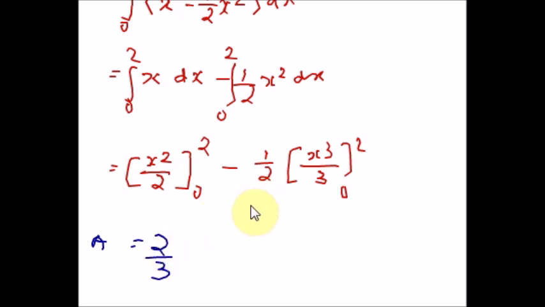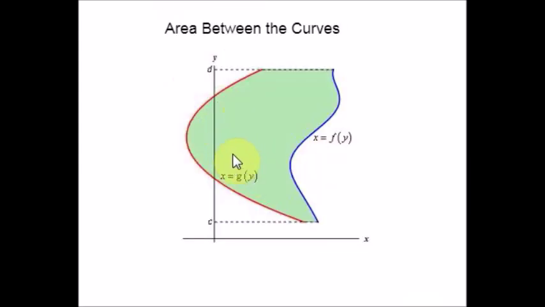Hope you got this concept. So far we saw an example for the upper and lower graph. Now let me take the second case, right and left graph. The second case is almost identical to the first case. Here we are going to determine the area between x is equal to f of y and x is equal to g of y on the interval c, d, with f of y greater than or equal to g of y. So in this case the area will be f of y minus g of y.